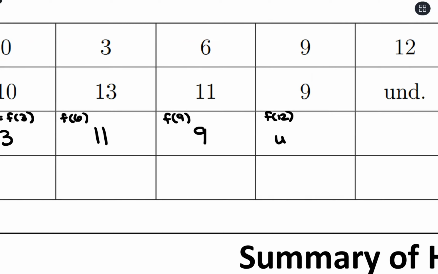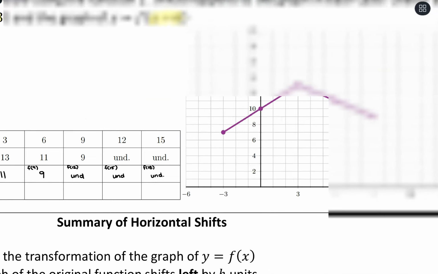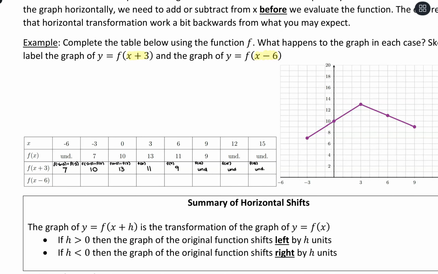And then at 12, we would be out at f of 15, which isn't included in the, or oh, sorry, it is included on the table, also undefined. The next one, f of 18, also not on the table, so we'll just say it's undefined. And we could see that from our graph too. So now we have these new coordinates to graph.